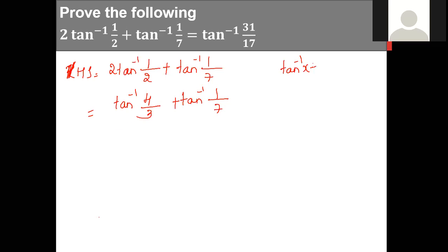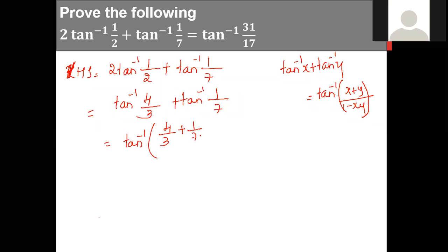Tan inverse x plus tan inverse y is equal to tan inverse of x plus y divided by 1 minus xy. So if you apply that, you'll get tan inverse of 4 by 3 plus 1 by 7 divided by 1 minus 4 by 3 into 1 by 7. So you'll get the answer. I hope you have got the answer.